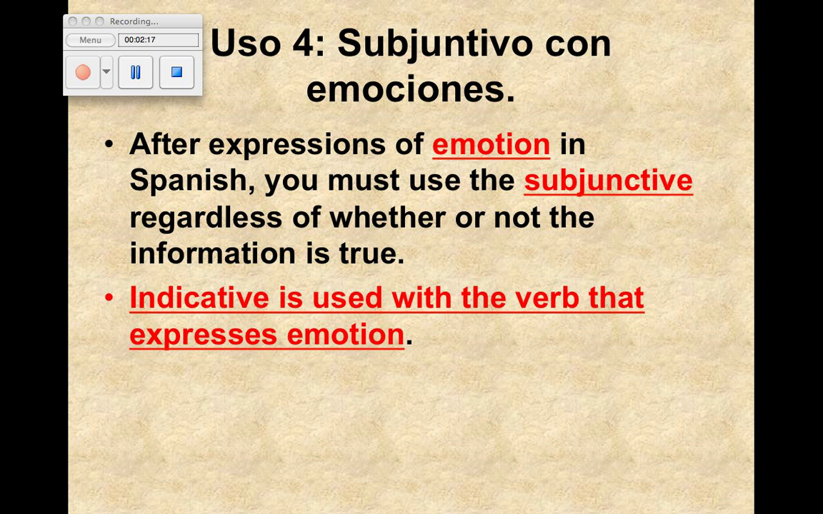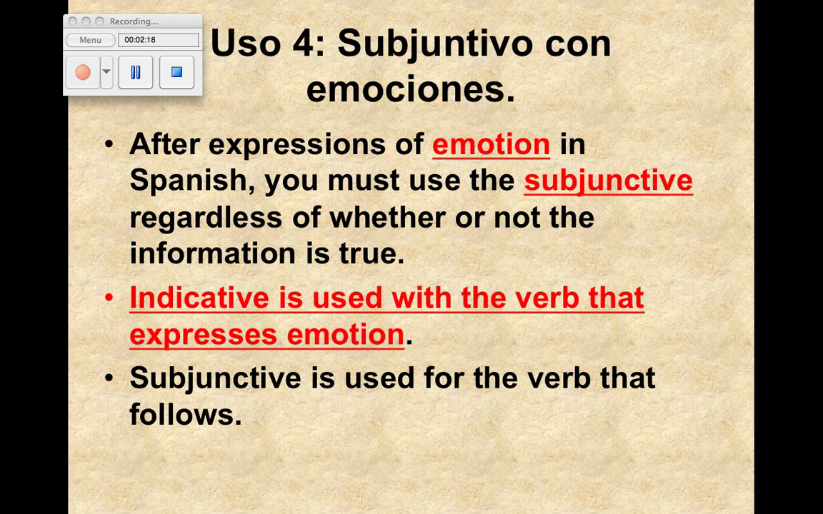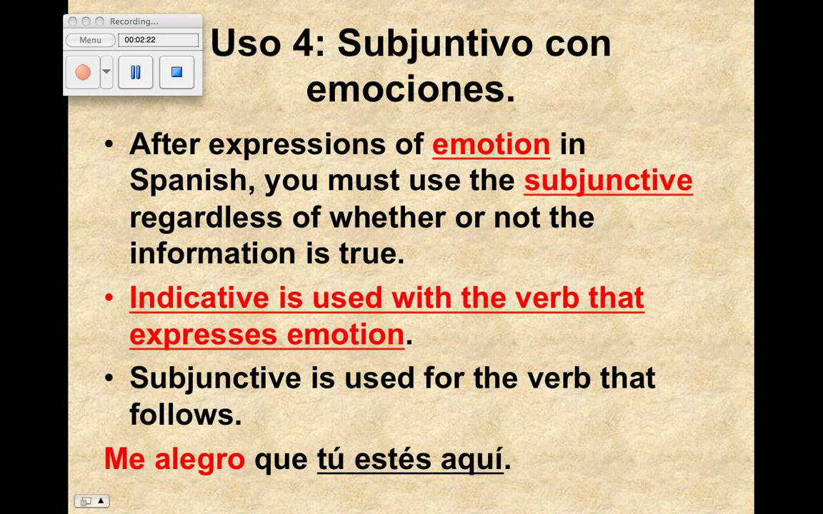So for example, me alegro, which is I'm happy, okay? The first subject in this is yo, que tú estés aquí. So I'm happy that you are here. We have 2 subjects, which is what we need, separated by que. This verb is in the indicative, it's emotion, and this one's in the subjunctive, okay? So with all of our verbs that express emotion, we're going to use subjunctive.